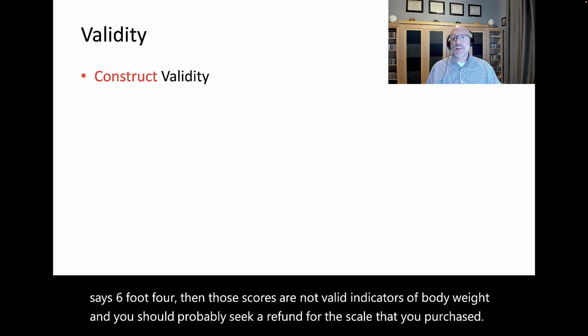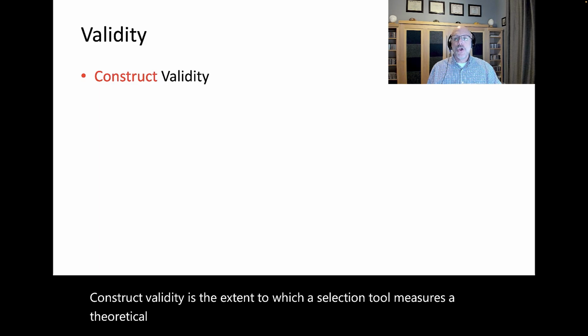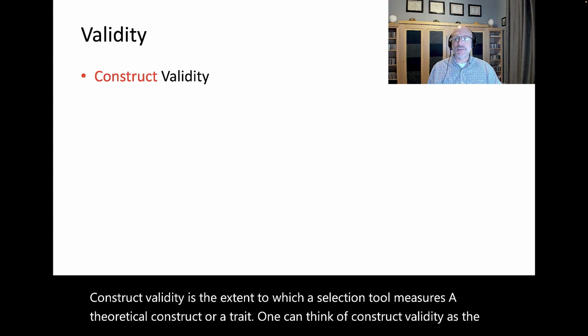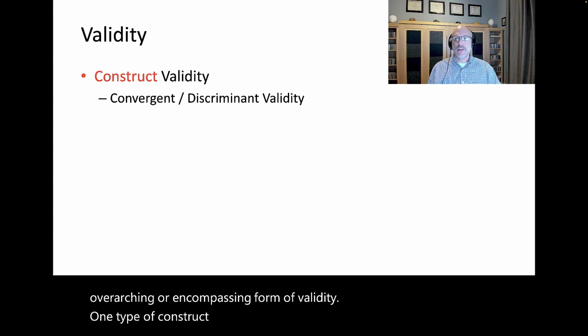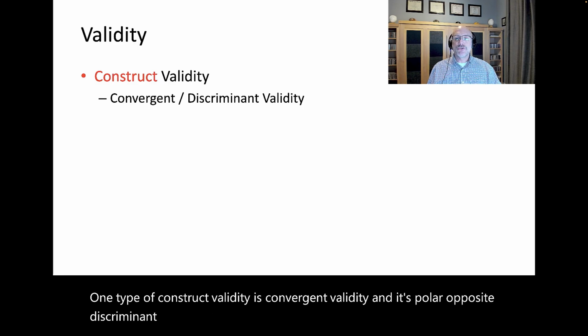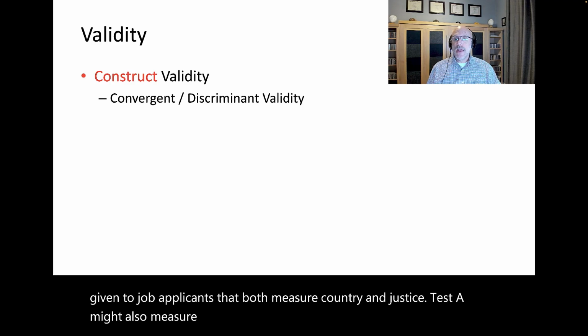Construct validity is the extent to which a selection tool measures a theoretical construct or a trait. One can think of construct validity as the overarching or encompassing form of validity. One type of construct validity is convergent validity and its polar opposite, discriminant validity. Think, for example, of two different personality tests given to job applicants that both measure conscientiousness. Test A might also measure attitudes towards teamwork, and Test B might also measure job knowledge.